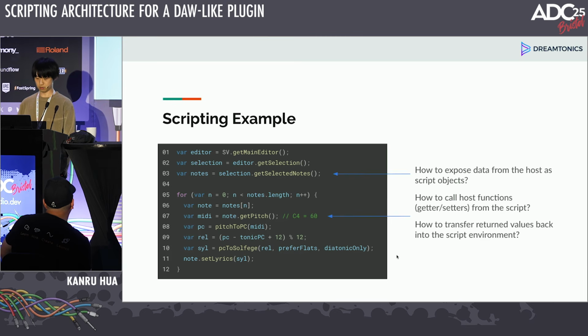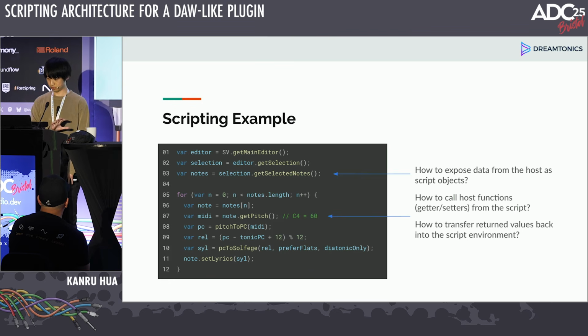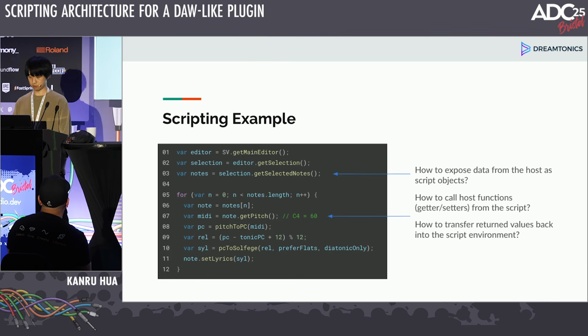So if you look at this and you're thinking about how we're going to implement this type of scripting architecture, immediately you can think of a lot of questions. For example, how would you expose the data from the host? Here, by host, I mean Synthesizer V Studio, not the DAW it runs inside. How do you expose data from Synthesizer V Studio as script objects you can access as JavaScript or Lua variables? How do you call the script functions? How to call functions from the native code, like in C++, from the script, including like get pitch, set lyrics, and how to transfer these return values from the native code back into a scripting environment?